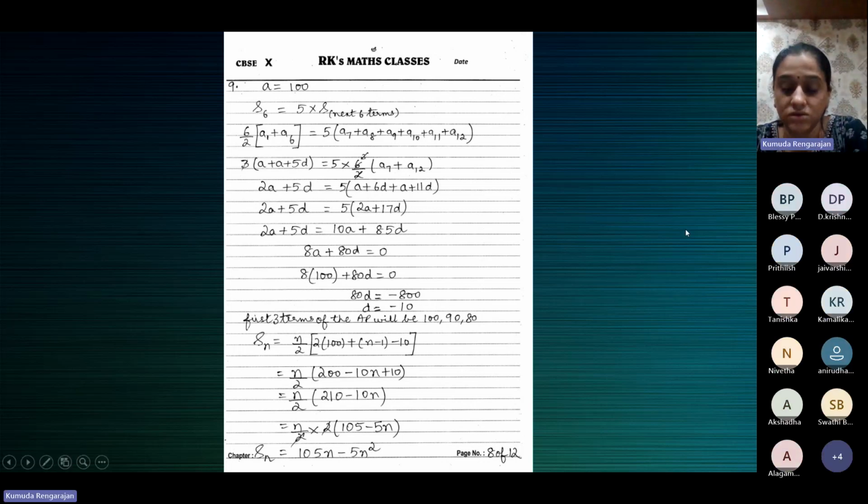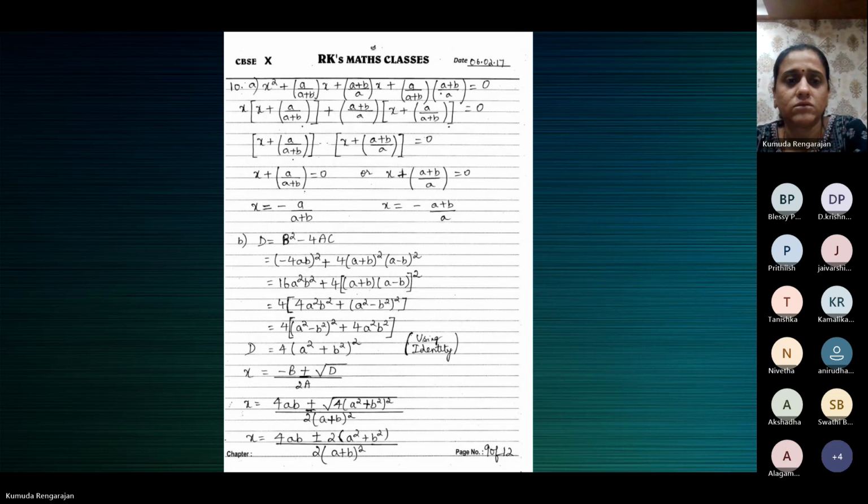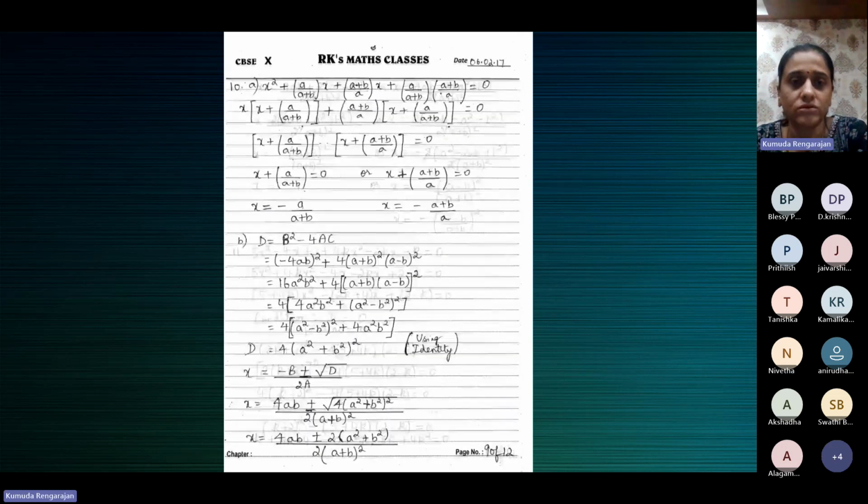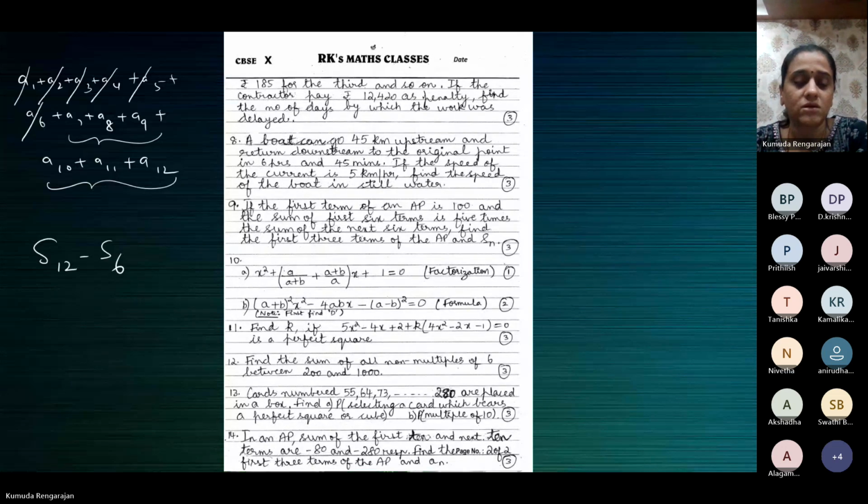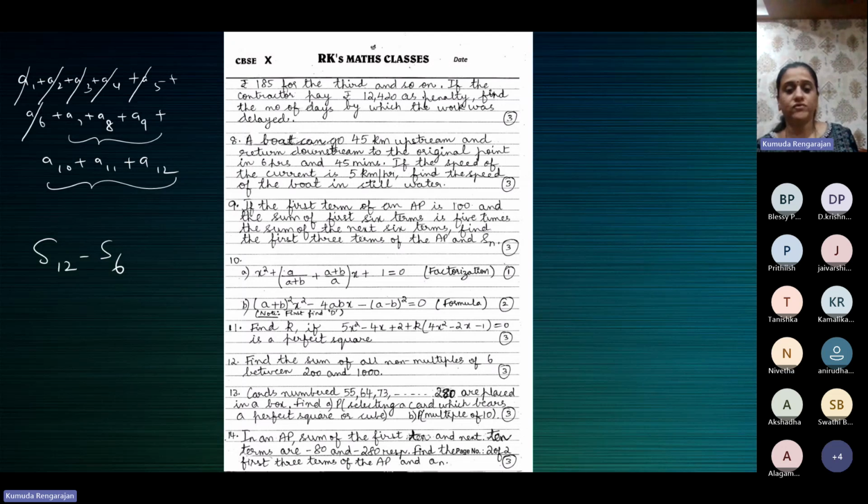Okay, we'll see the answer for the next one. What was that question? In an AP, the sum of the first 10 terms and the next 10 terms are minus 80 and minus 280 respectively. Find the first 3 terms of the AP and An.